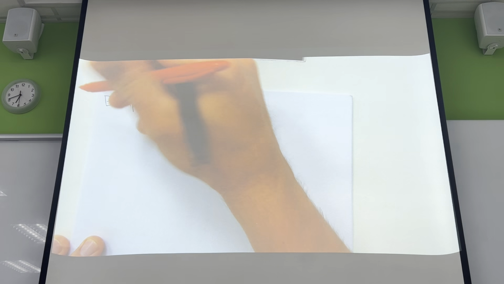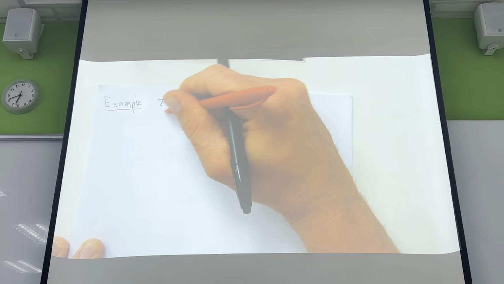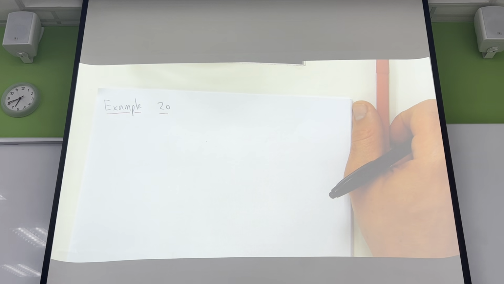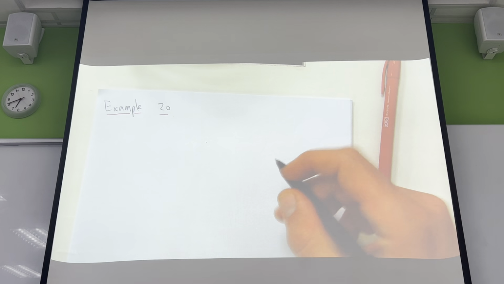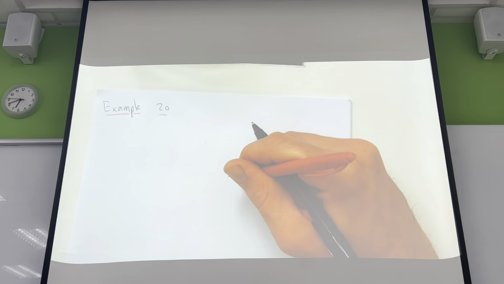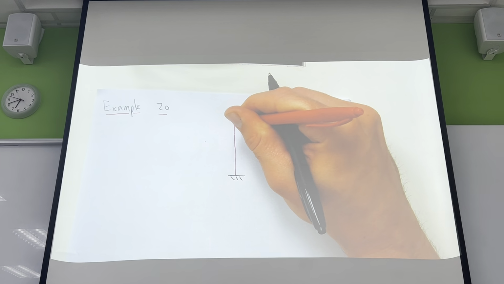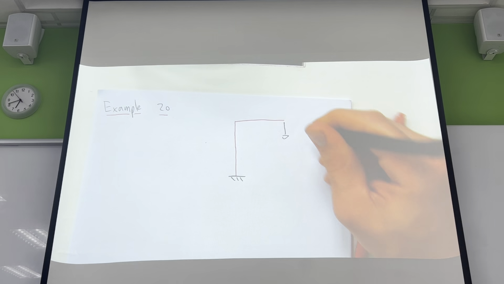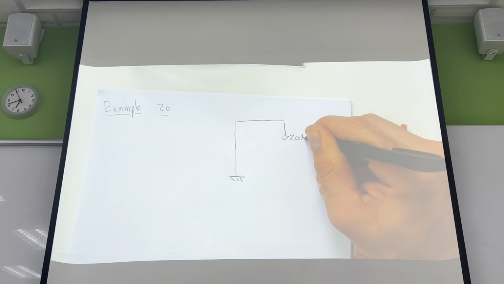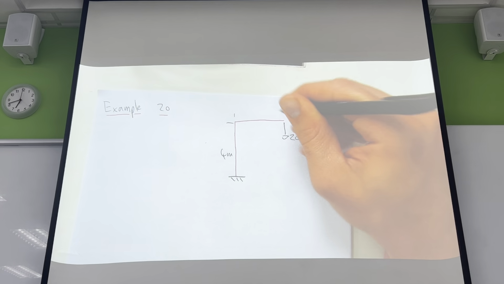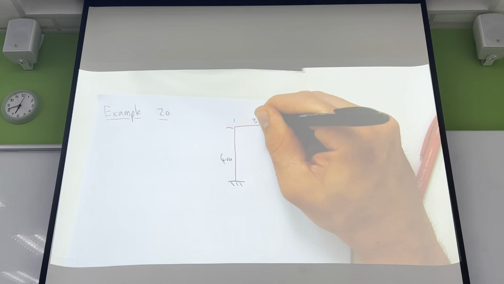So the key thing with these energy methods is that the energy going in also has to be equal to the energy coming out. So we have a beam which is fixed at one end, and it comprises a vertical section and a horizontal section, which has a load of 20 kilonewtons being applied to it. So it's 4 meters tall and 3 meters long.